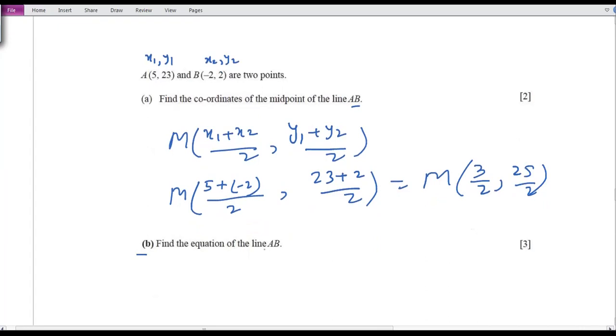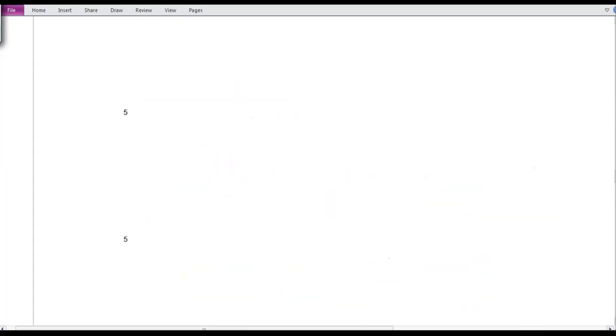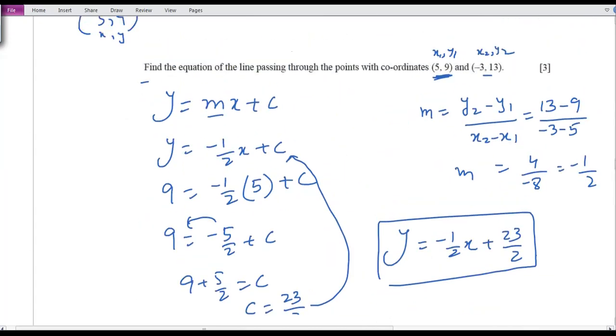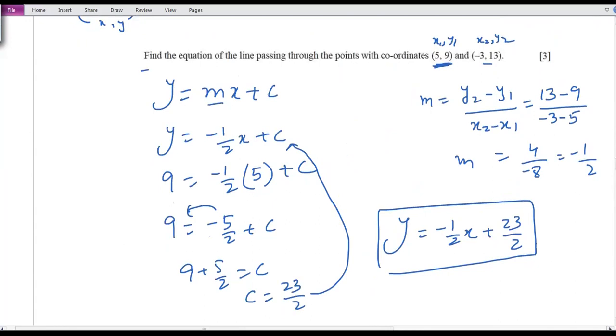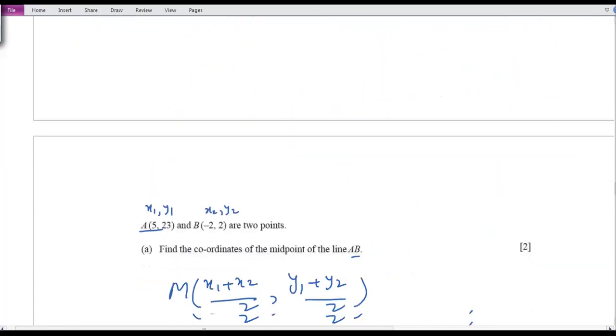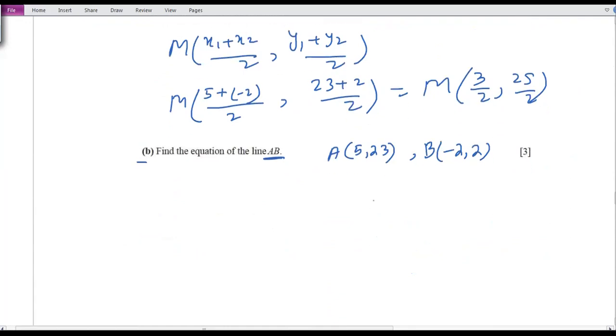Part B is saying find the equation of line AB. For the equation of a line, use the same method. You have these 2 points. This is your A, 5, 23, and this is B, minus 2, 2. Make the equation of a line, please. Take some time and try to make it, just like we made here. Write mx plus c, find the gradient, then find c. Your time starts now to find the equation of a line, please.